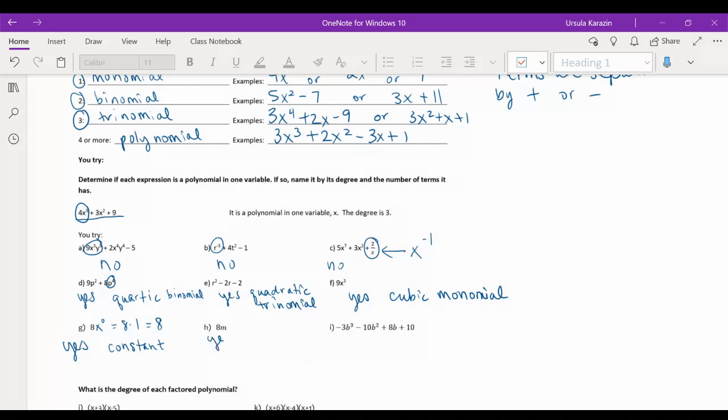This one is also a yes, and it is a linear monomial. And this one is a yes, and it is a cubic polynomial.